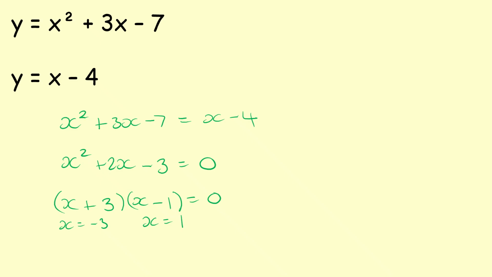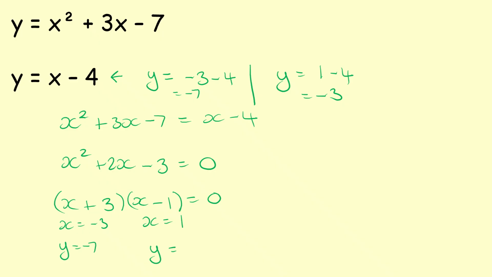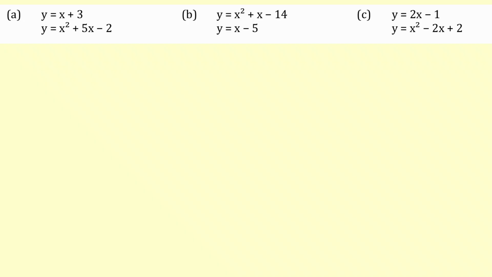We can now use this equation here to find y. So y is going to be our first x value, which is -3, take away 4, that gets us -7. And then we're going to run through that again, but this time when x equals 1, 1 take away 4 gets us -3. And those are our two solutions. You can have a go at these three if you wish. I'm going to move on to some other equations now.